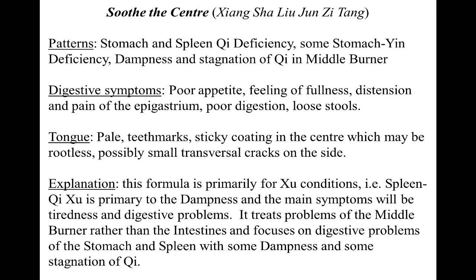So let's briefly look at these remedies one by one, especially those that we've not mentioned. Soothe the Centre is a variation of the famous Xiang Sha Liu Jun Zi Tang, which tonifies Qi and resolves dampness. I have modified it slightly by adding things to move Qi as well. So it treats 3 patterns: stomach and spleen Qi deficiency, dampness, and Qi stagnation. And this is primarily a middle burner remedy, a combination of patterns which is incredibly common in the patients we see.